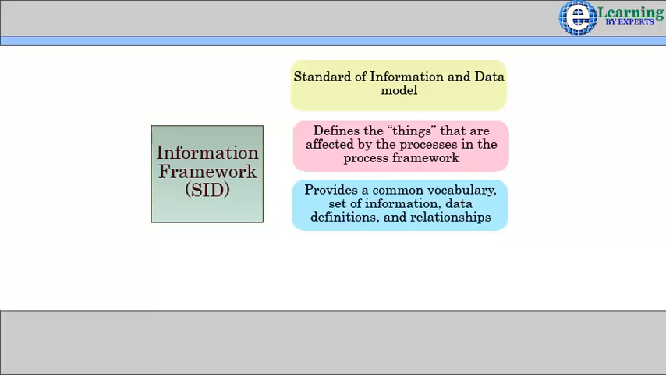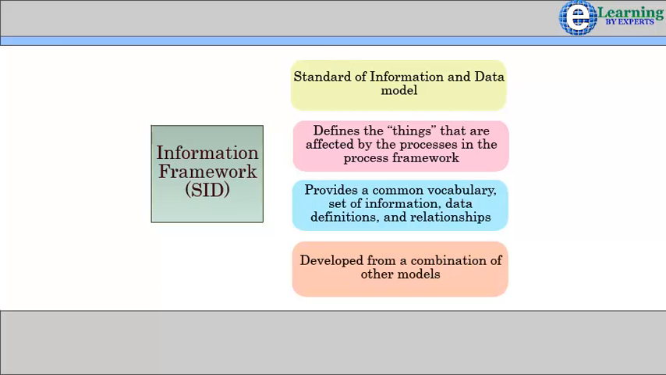Information framework model provides the telecommunications industry with a common vocabulary and set of information and data definitions and relationships. This set is an object model to define entities and define the relationships between them, as well as the attributes and processes, termed methods, which make up the entity or object. Information framework is developed from a combination of other models, such as ITU-T M.3100 and the Distributed Management Task Force Common Information Model, DMTF CIM, and member contributions.